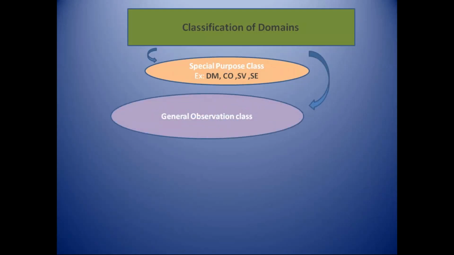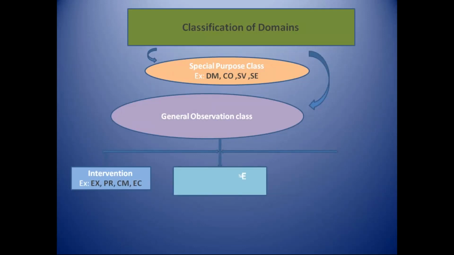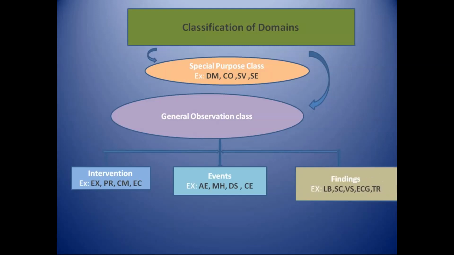In the general observation class, it is further divided into three types: interventions, events, and findings. Let's talk about the special purpose class first. In the special purpose class, we'll have four types of domains: demographic, comments, subject visit, and subject elements.